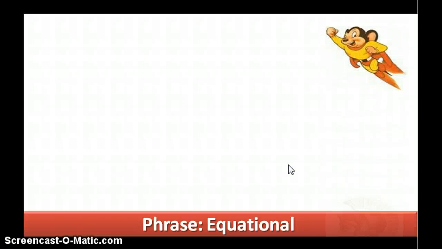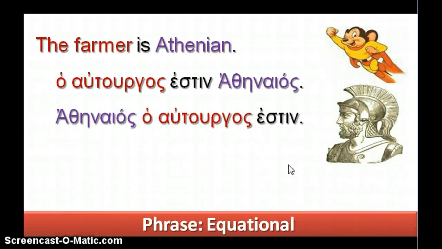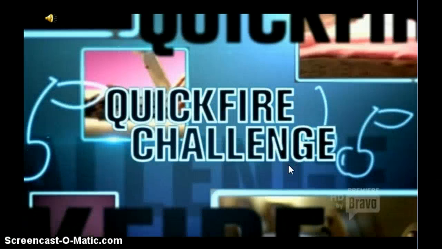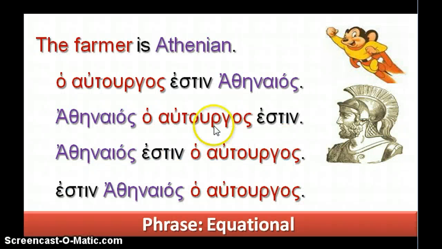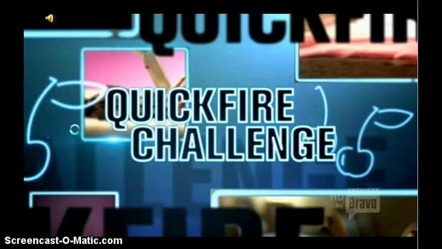So the farmer is large. So look at this right here. Farmer is Athenian. You can do it any number of ways. But quick notice, the subject phrase has this definite article in front of it. The equational does not. Just so you know in the future.